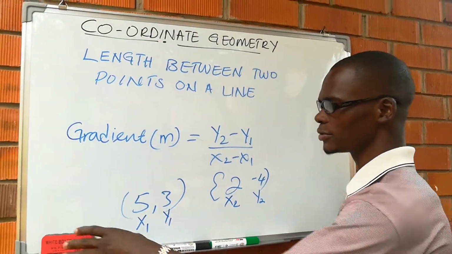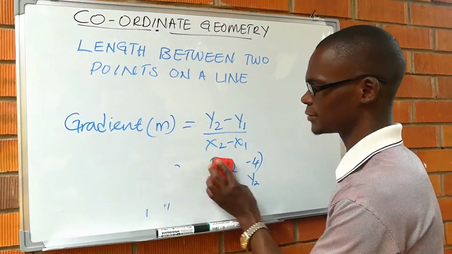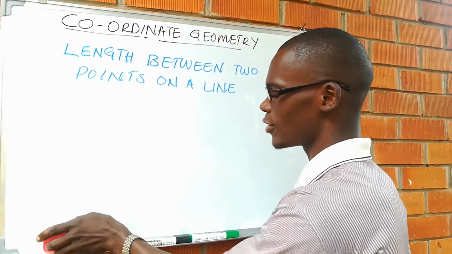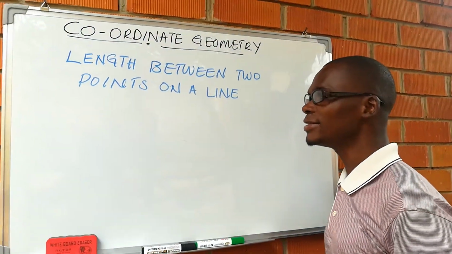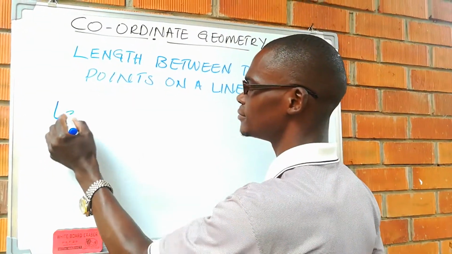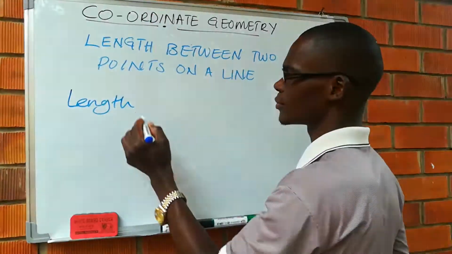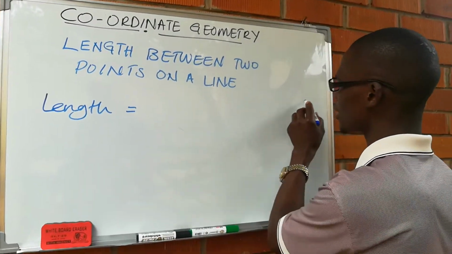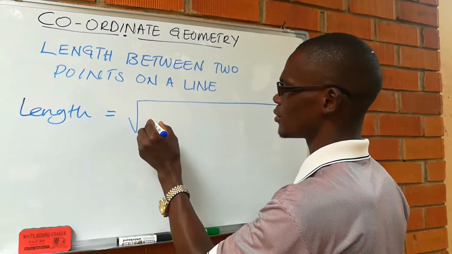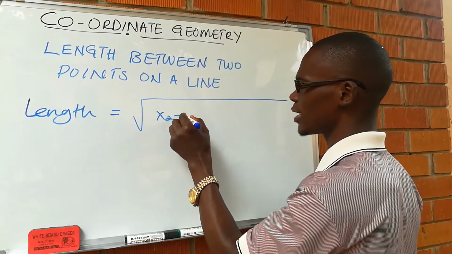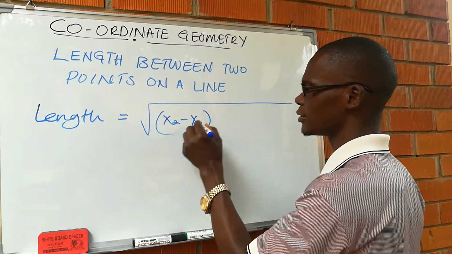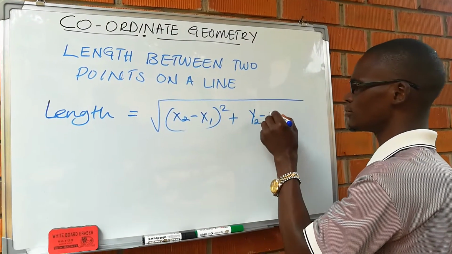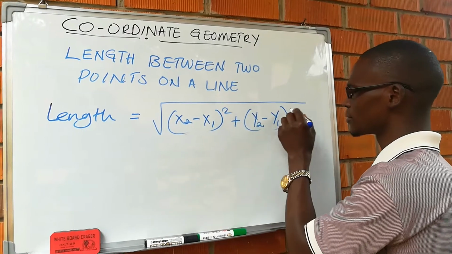For today, we shall be looking at the length between 2 points on a line. The length is given by length equals the square root of x2 minus x1 squared plus y2 minus y1 squared.